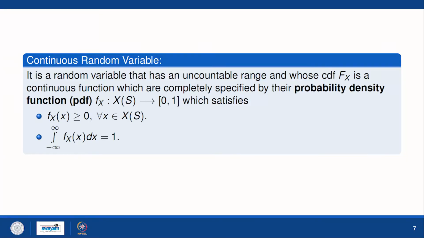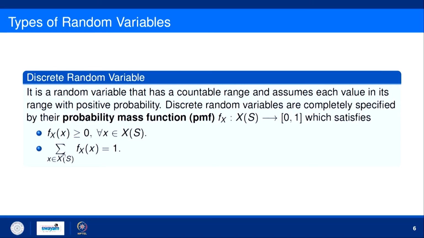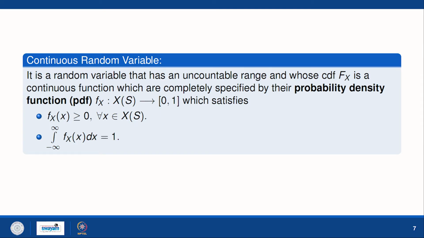Okay. So the main difference between the probability density function and the probability mass function is, the mass function is for the discrete case, and the density function is for the continuous case. The first property is the same, that fx must be greater than or equal to 0 for every x. Here in the probability mass function you are having the sum of all the functions, and here we are having the integral from minus infinity to plus infinity. That is the only difference.